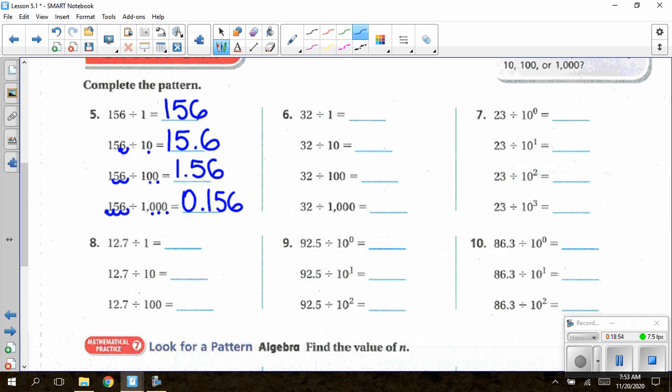For question number 6, 32 divided by 1 is 32. 32 divided by 10, swooping once to the left, gives me 3 and 2/10. Divided by 100, swooping 2 times to the left, gives me 32 hundredths. And now, dividing by 1,000, notice there are 3 zeros. I do have to do 3 swoops to the left.